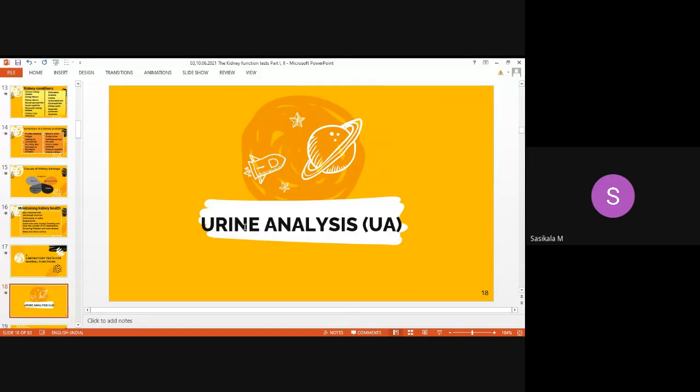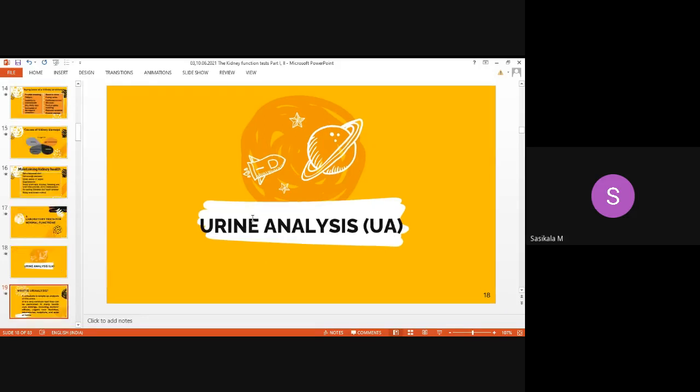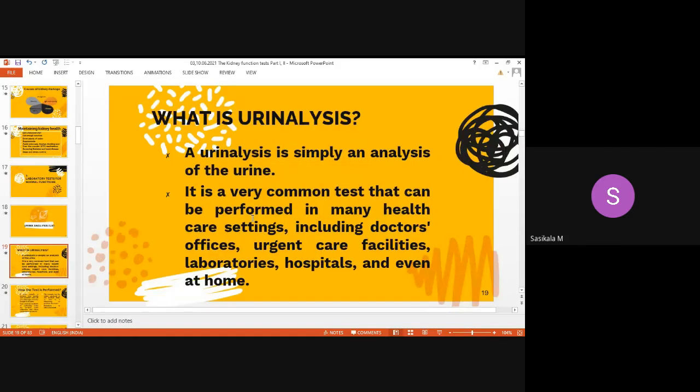It may be called urinalysis, combined as a single word. You can say it as urinalysis, or urine analysis, and it is shortly called UA. Abbreviation for urine analysis is UA. Let's see what is urine analysis. What are the types of tests available for urinalysis? So let's see what is urinalysis.